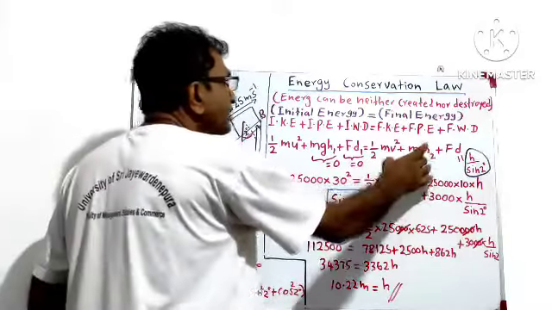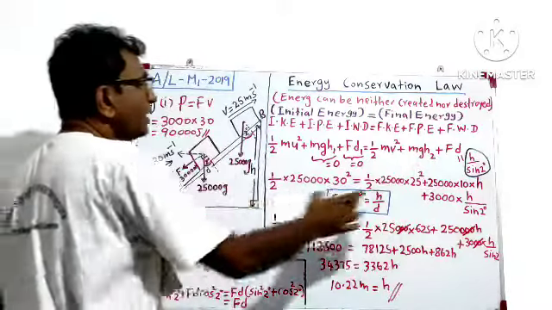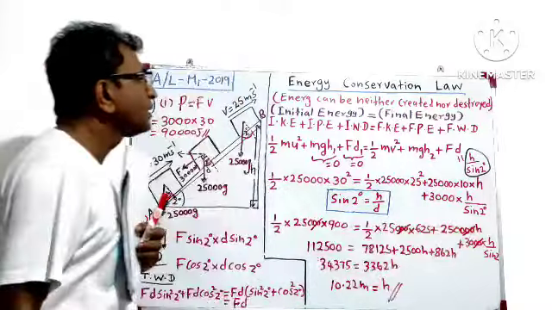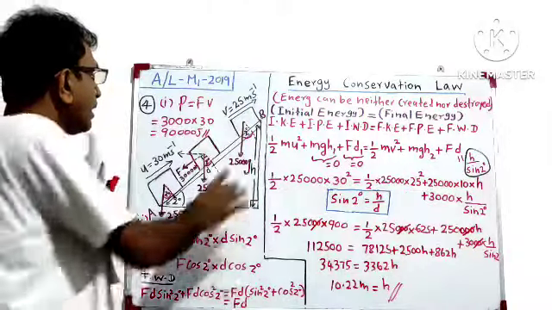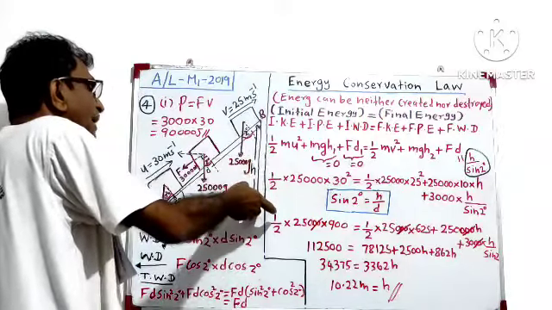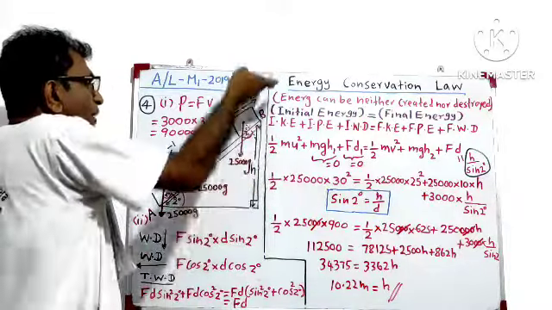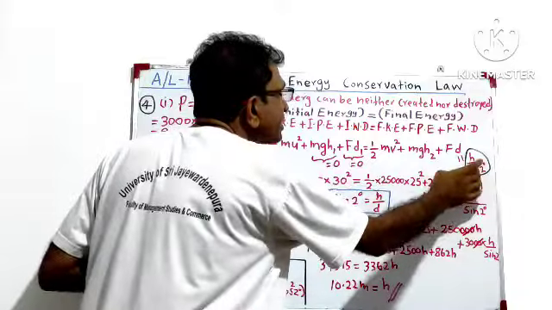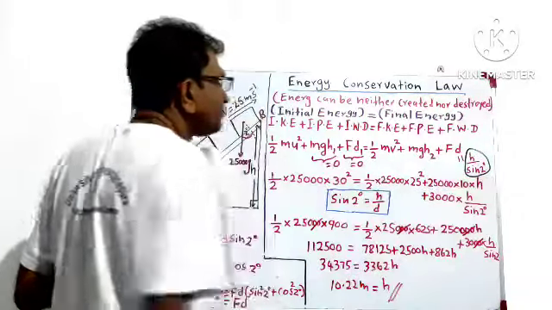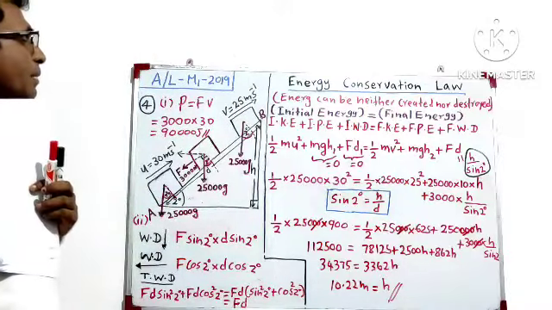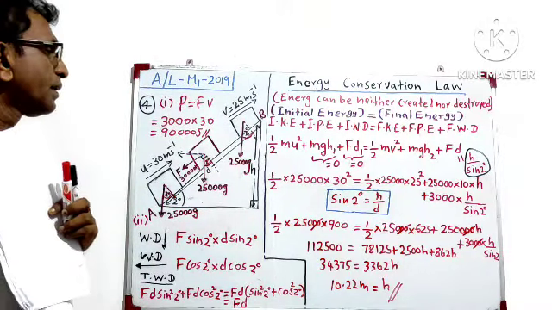Now, what is the potential energy? Potential energy is mgh, right? Then the mass of the vehicle is 25,000, then the gravitational acceleration, what is it? 10. What is the height? It goes up h. That is the h.